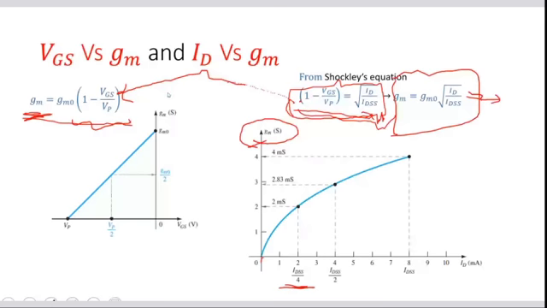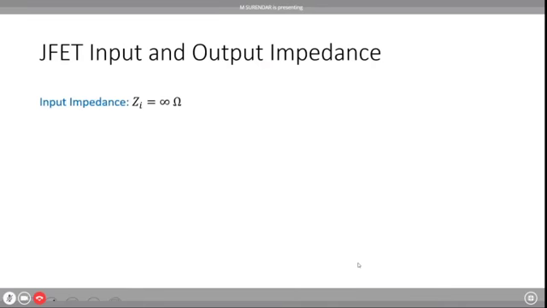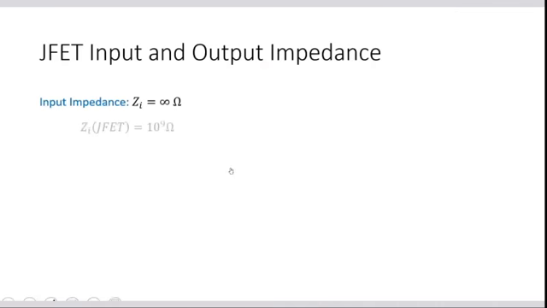So we'll move on to the next slide. JFET input and output impedance. The JFET input impedance is obviously very high. So ideally we will be taking that as infinity ohms. Okay, but if we check, it will be around 1000 megaohm, which is very high, 10 power 9 ohms actually. 10 power 9 ohms for JFET, and for MOSFET or MESFET it is around 10 power 12 to 10 power 15. So it is very, very high impedance. Input impedance is very high. That's why we just approximated that to infinity ohms.